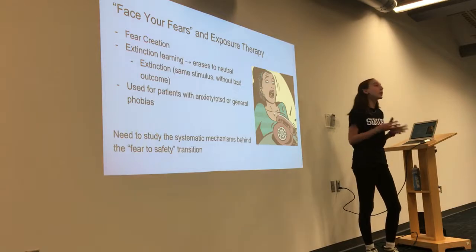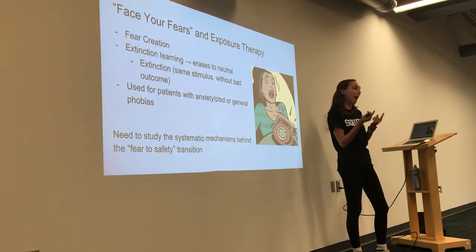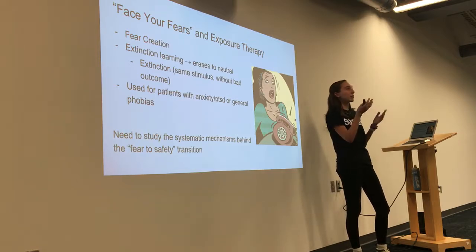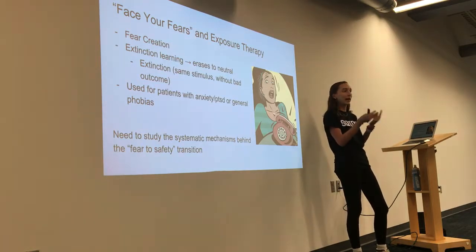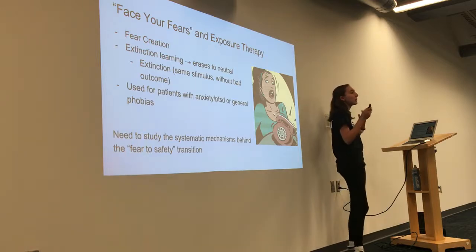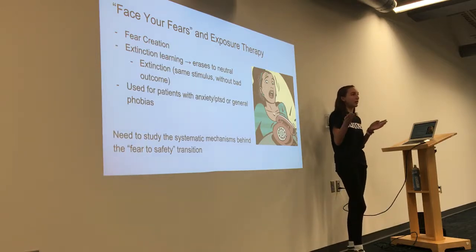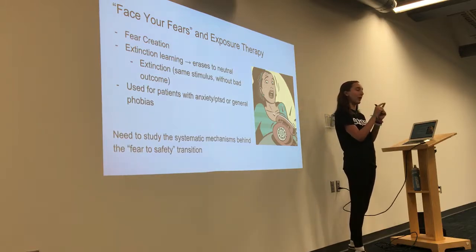So, fear is created when a stimulus is paired with an adversive effect or a bad outcome. What that means, so for example, let's say your fear is of bees. So the stimulus would be a bee, and then the adversive effect would be getting stung or hearing a story about someone getting stung. Sometimes it's one traumatic event that causes fear, and sometimes it's repeated exposure of the stimulus to the adversive effect together.